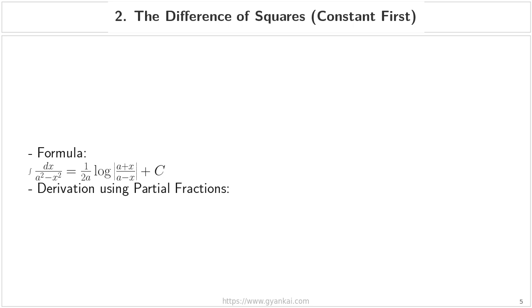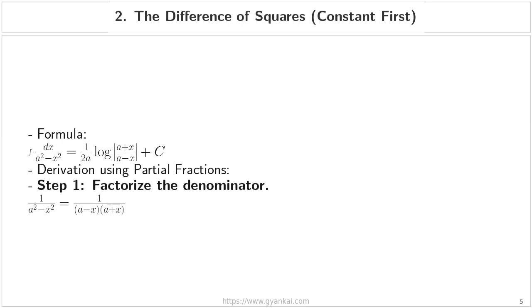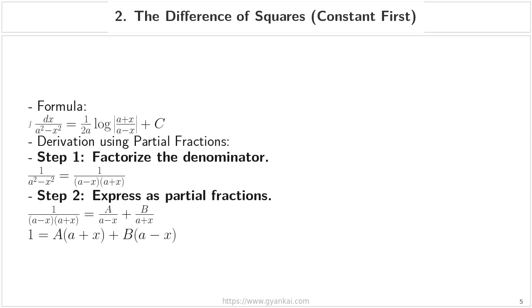Now let's break down how we arrive at this formula, and as before, we'll use the method of partial fractions. Step 1, factorize the denominator. The first thing we do is factorize the denominator, a squared minus x squared. Remember from your algebra, this is a difference of squares, so it factors nicely into a minus x multiplied by a plus x. Therefore, 1 over a squared minus x squared is the same as 1 over the product of a minus x and a plus x. Step 2, express as partial fractions.